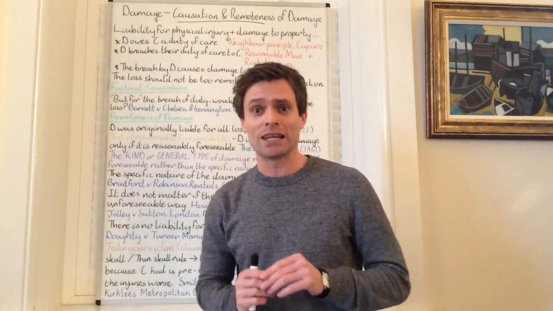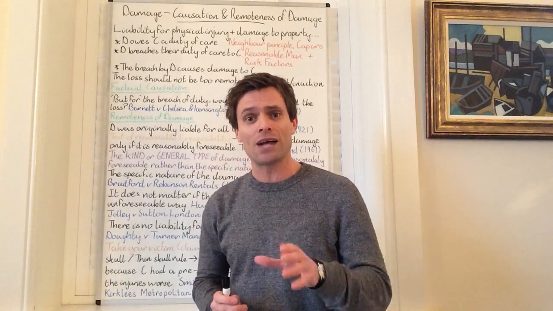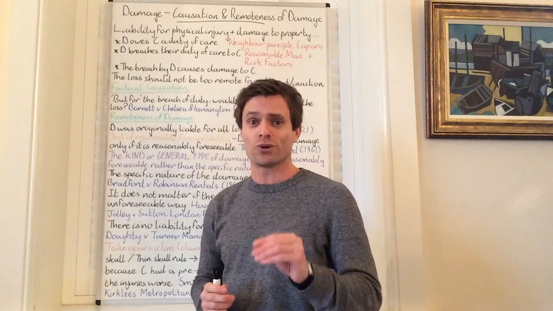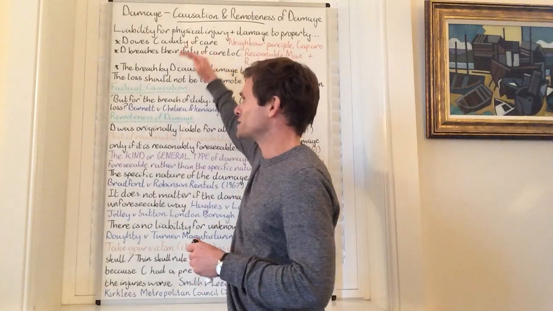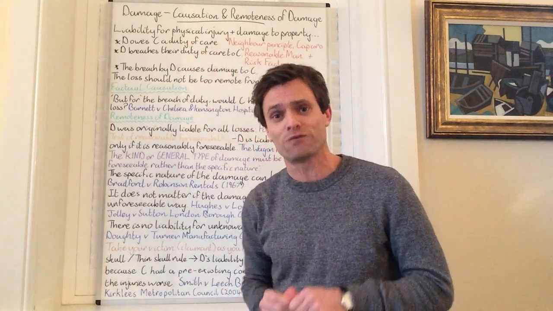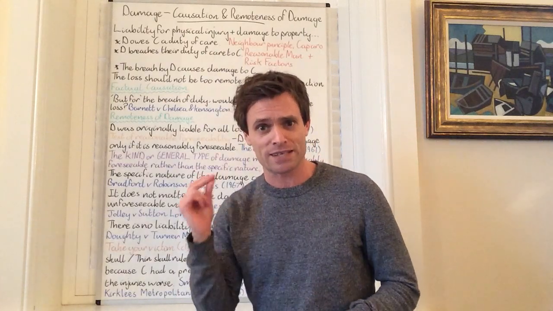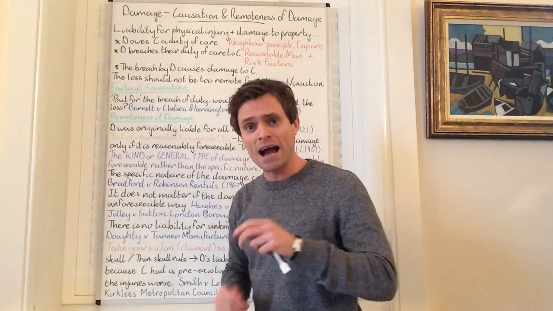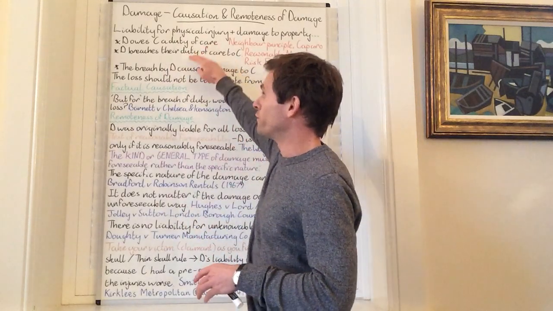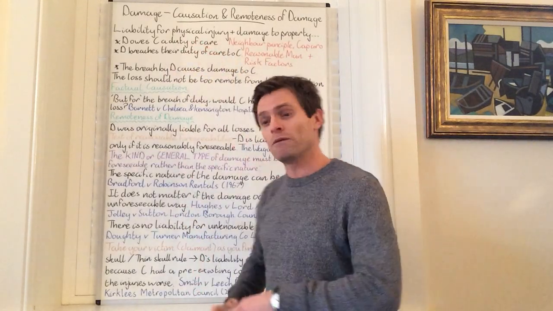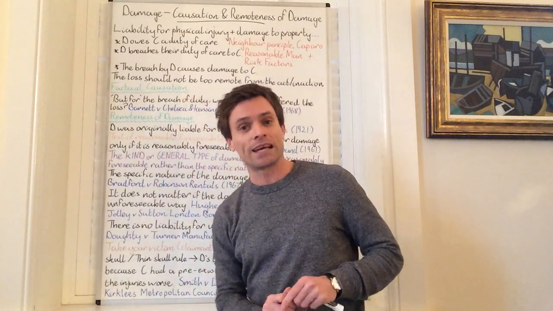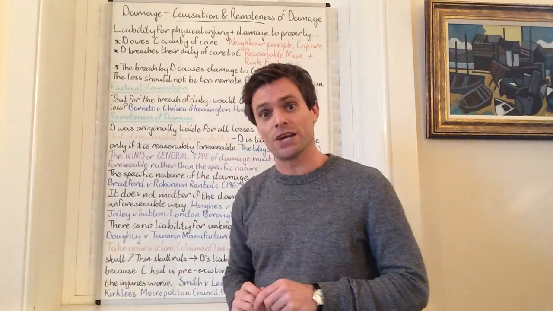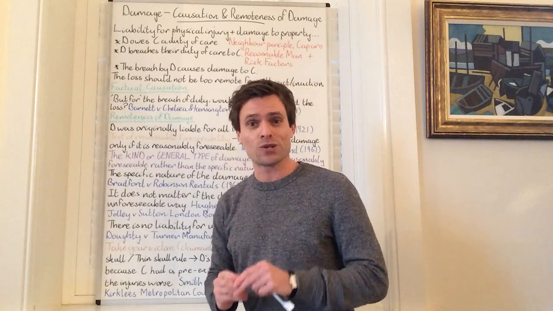In order to determine liability for physical injury and/or damage to property under the tort of negligence, you must return to this magic three-bullet-point formula. You've got to know this instinctively, and that's why I'm going to repeat it once again. I have covered videos on each of the first two, so please check out those before carrying on listening to the rest of this video on causation and remoteness of damage.